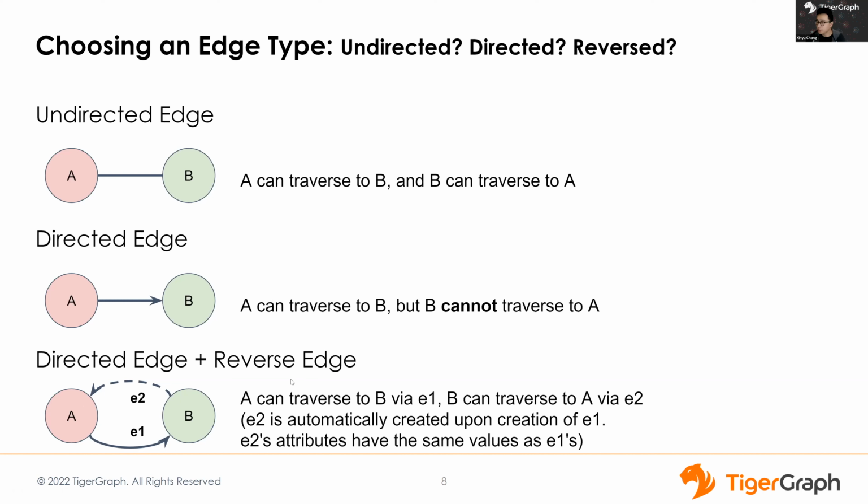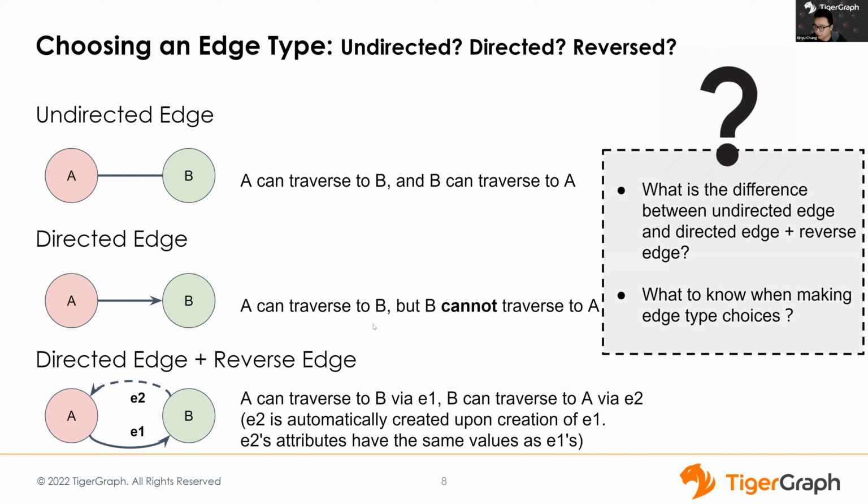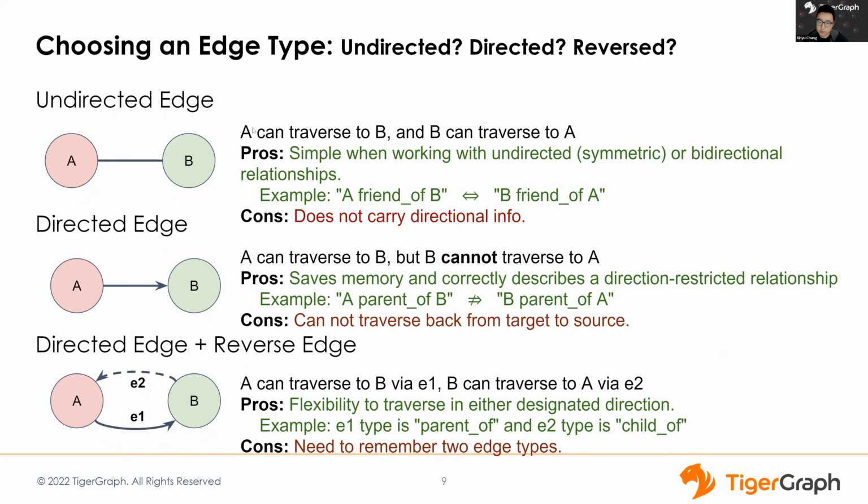So how do we make the decisions? When do we choose different options based on different cases, right? So for undirected edge, the advantage is really it is very simple to write your queries because you don't have to think about the direction you are going. You just use whatever edge type you want to traverse between two vertices, right? And usually it can be used for an undirected relationship. For example, let's say a Facebook friend, right? There's no direction. It's not like Twitter, where there is a following direction.